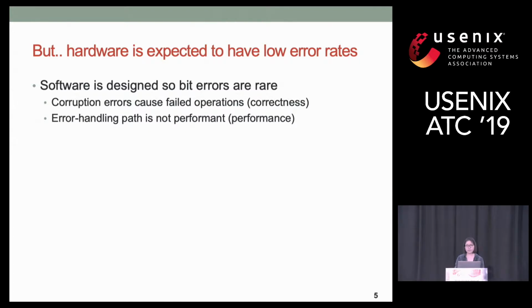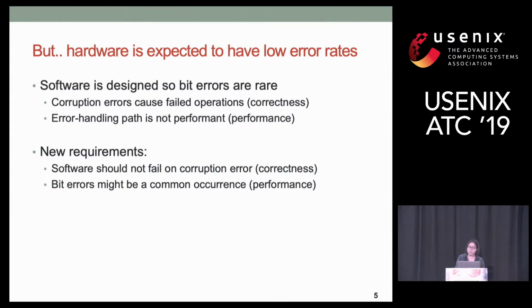And so if we're going to live in a world in which Flash devices are exhibiting higher error rates, we impose two new requirements on software. Again, there's a correctness requirement: software can't fail, and it needs to continue to function even if it encounters these errors. And second, we still need to be performant despite having to run this error handling code more often than usual.